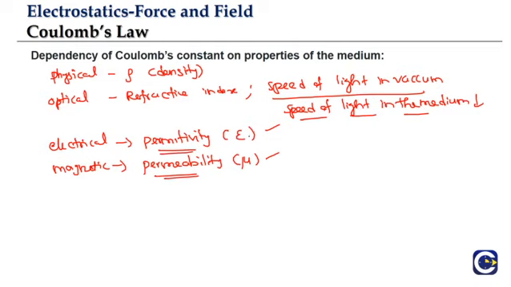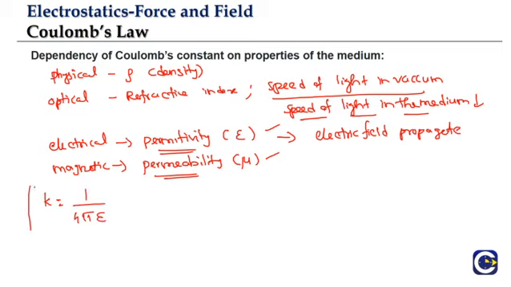But permittivity is an indication of how a medium allows an electric field to propagate through it. And the Coulomb's constant of the particular medium will be equal to 1 by 4 pi epsilon. So for any medium, the Coulomb's constant value will be equal to 1 by 4 pi epsilon. Since epsilon depends upon the medium, it is a property of the medium, and the Coulomb's constant also will depend upon the medium.